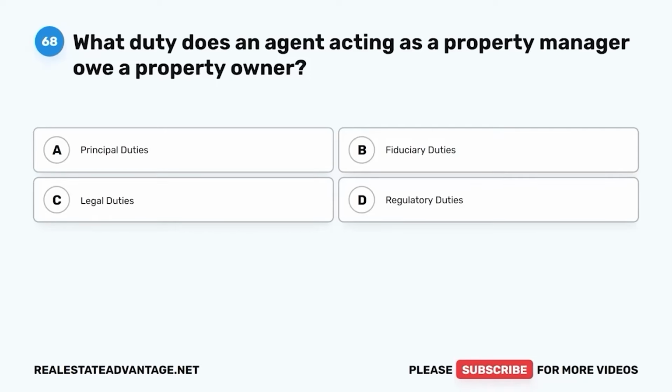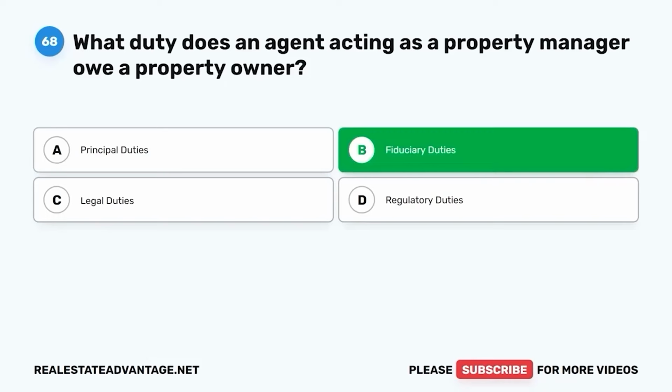A. Principal duties. B. Fiduciary duties. C. Legal duties. D. Regulatory duties. The correct answer is B.